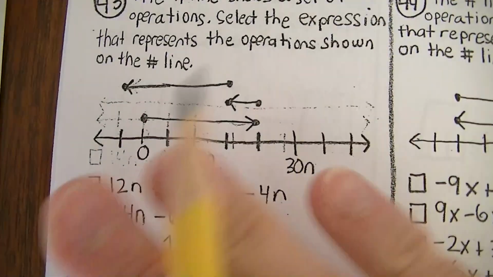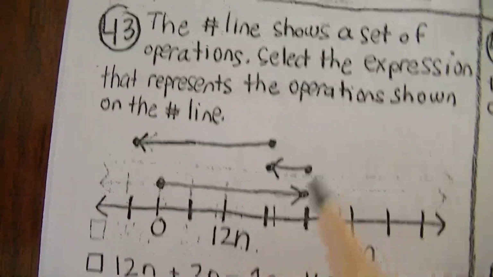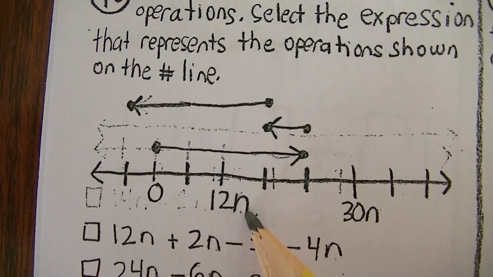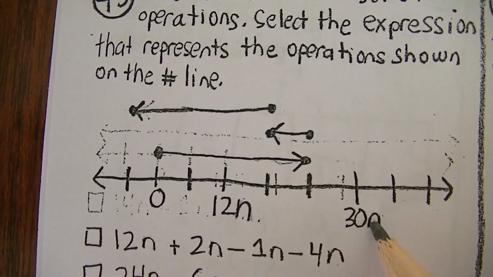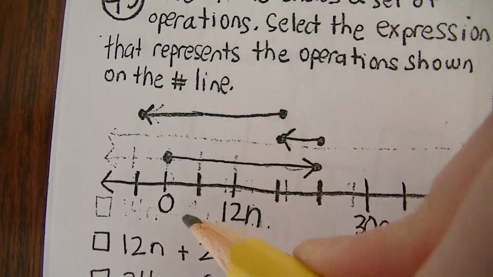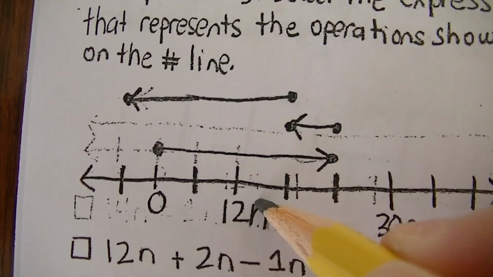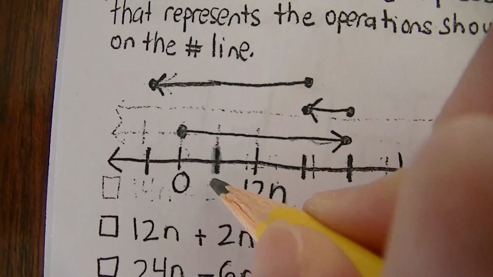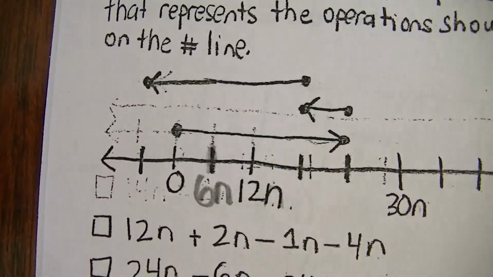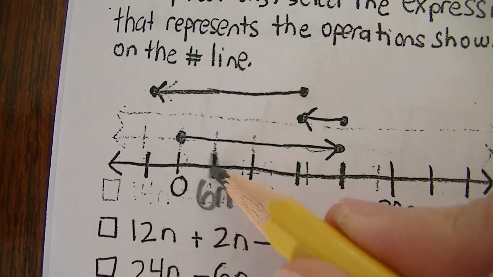So I'm just going to ignore this first part right now. And I see that they try to throw us off with this little n right here, and then there's a 30n. So when I'm looking at this, from 0 to 12n, what smack dab in the middle would be 6n. Okay, so it looks like we're jumping by 6n.